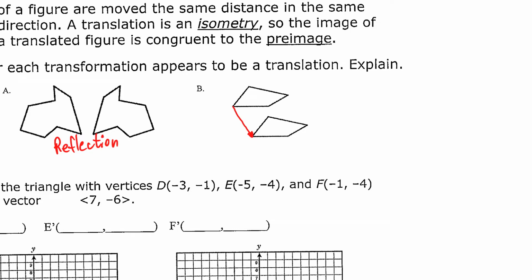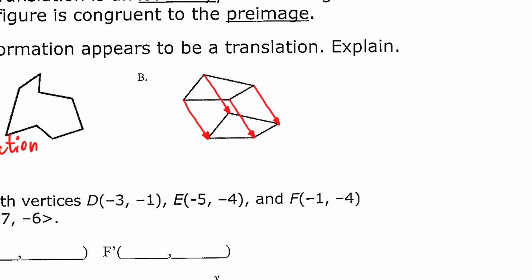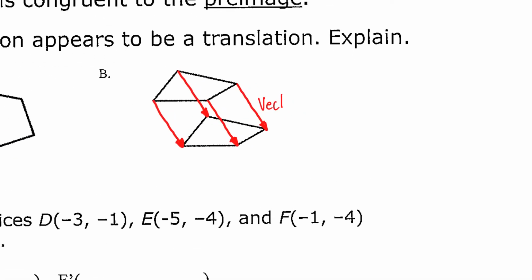if I were to take that same arrow and put it right here, and then take that same arrow and put it right here, and then put it right here, are all four of those arrows the same length? Yes. Are they all going in the same direction? Yes, they're all parallel to each other. They're all the same length. Okay, this right here is what we call a vector.